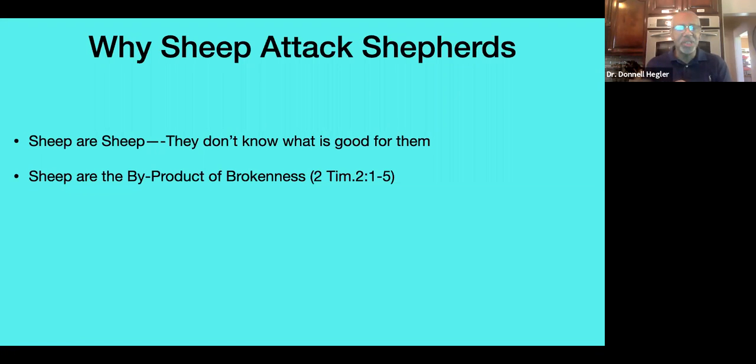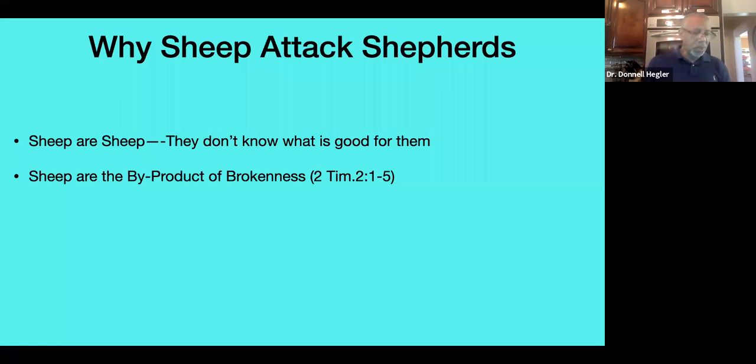There are some sheep who are under the impression that they don't need a pastor. And so because they don't see that need, because they don't know what they really need, they don't accept the shepherd. And when they get one, they have a tendency to attack the one that they get. The other thing that you have to know about sheep is this: all sheep in a congregation are the byproduct of brokenness.